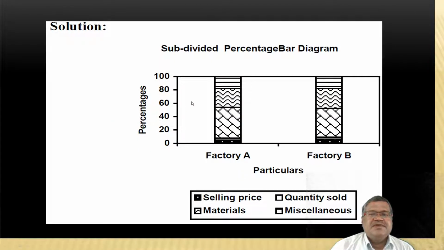This is the subdivided percentage bar diagram for factory A and factory B. These are the percentages. We can easily compare. This dark part is selling price, quantity sold is the blank place. This is miscellaneous materials. Like this, we can subdivide the percentages, subdivide the components and draw a percentage bar diagram.